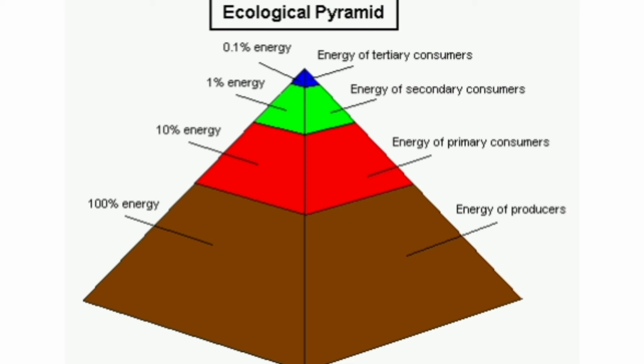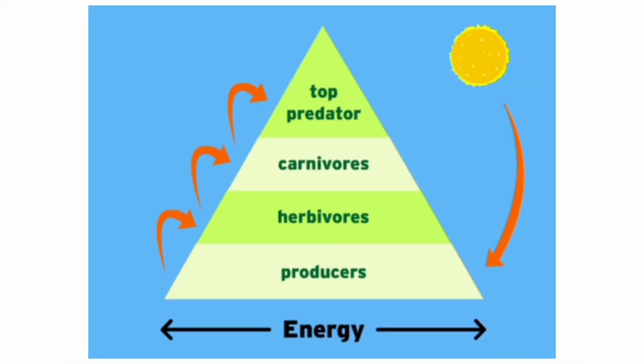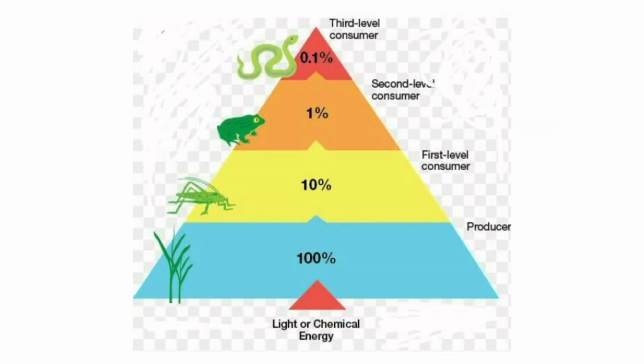So what is 10% law? This law was put forward by Lindeman in 1942. According to this law, only 10% of the energy entering a particular trophic level is available for transfer to the next trophic level.